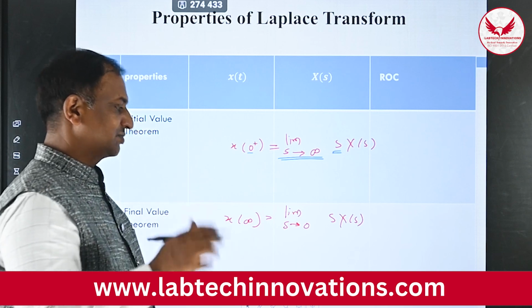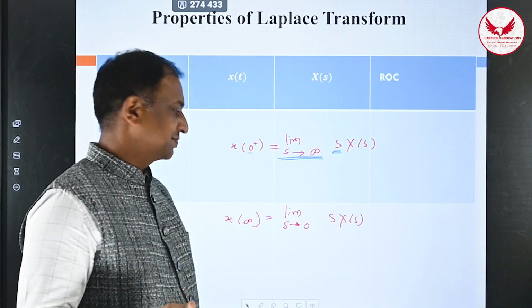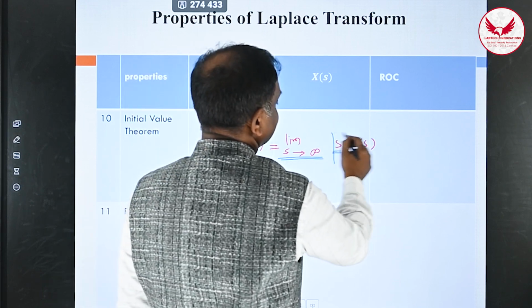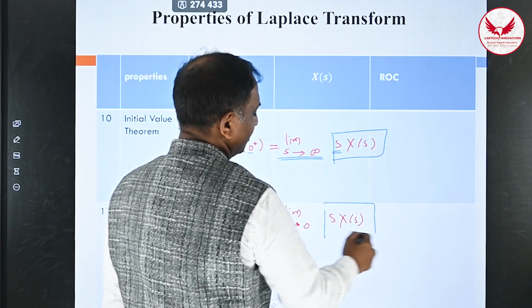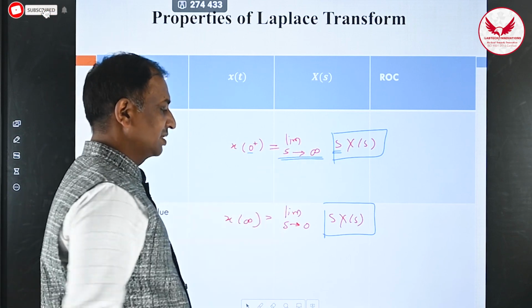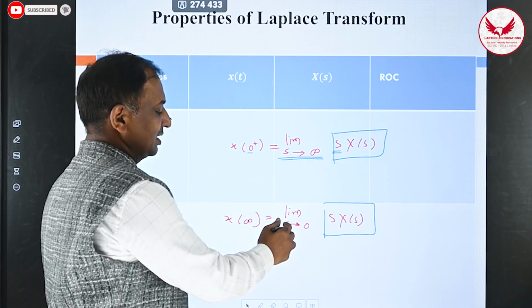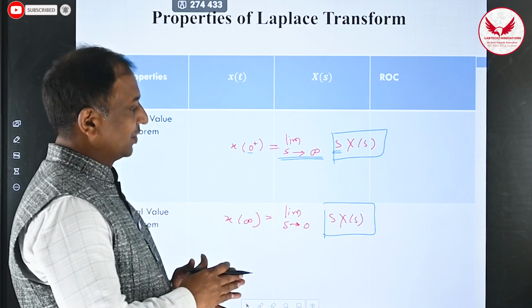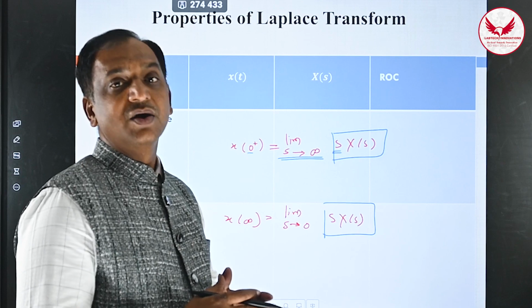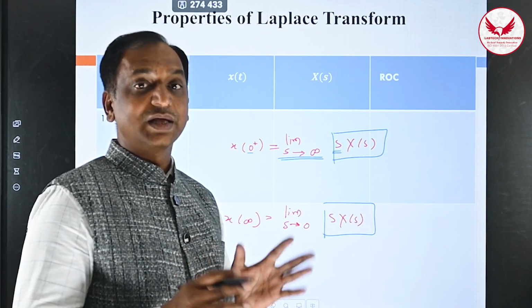x of infinity means the value of the signal at time t equal to infinity. So limit s tends to 0, s into x of s. In both cases, s into x of s is there; only the limit will be different. For the initial value, the limit will be s tends to infinity, and for the final value, the limit s tends to 0. Now we are going to use all these properties and the Laplace transform of the basic signals to find the Laplace transform of any complex signal.